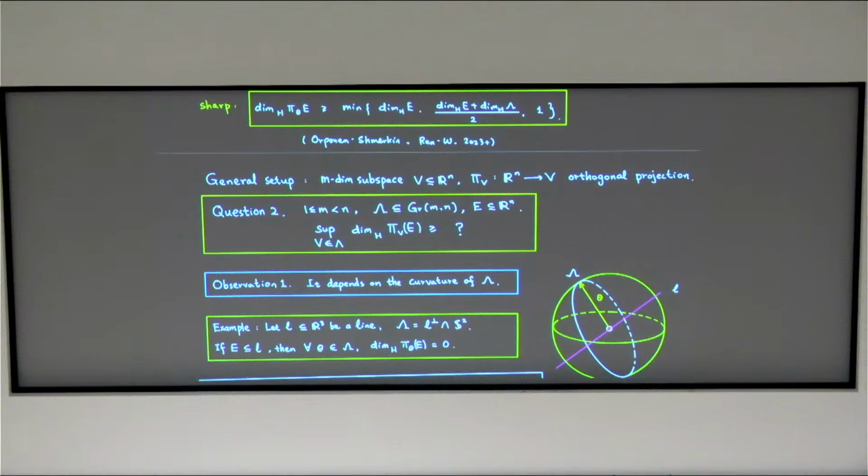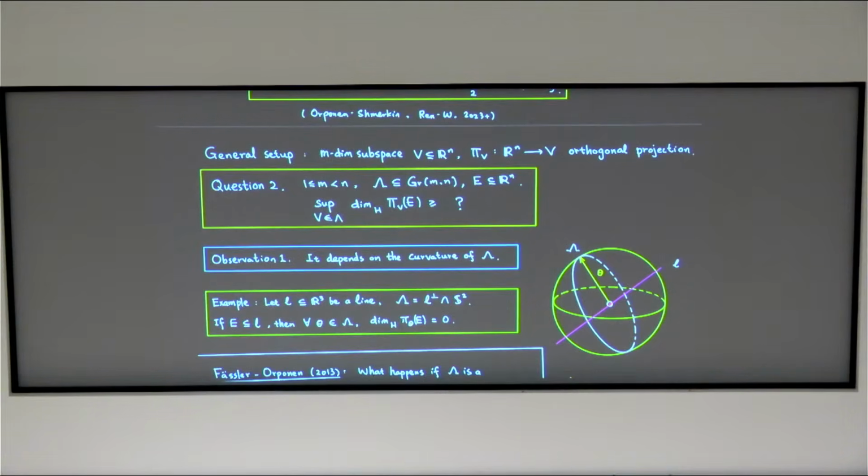So the first observation is that it depends on the curvature of lambda. And this goes back to the theme that restriction theory is about the curvature of the Fourier support. When we talk about orthogonal projection problems in higher dimensions, we also have to consider the so-called curvature of the collection of m-dimensional subspaces. So what does it mean?